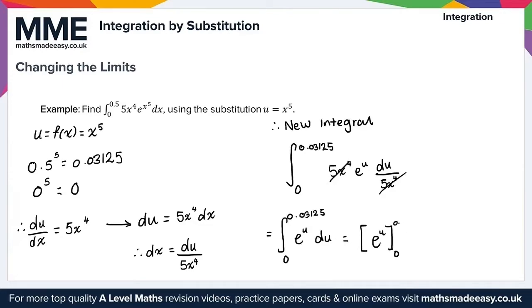Now what we want to do is just evaluate this. We get e to the 0.03125. And remember, for the lower limit, we just substitute it in and subtract it off. So we get minus e to the 0. If we evaluate this on our calculator, we get 0.0317.